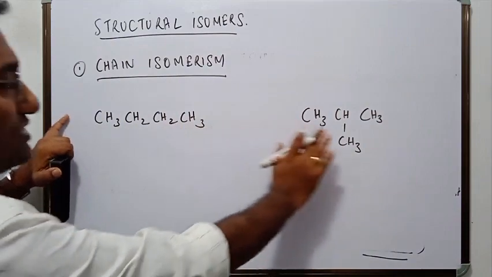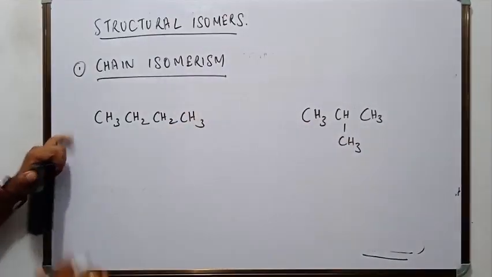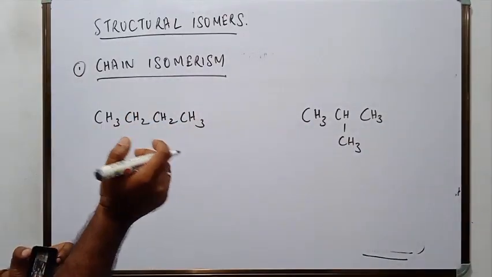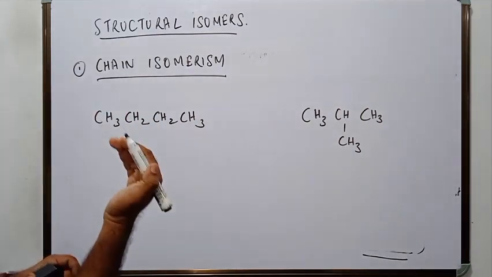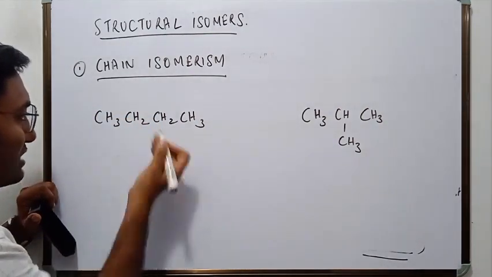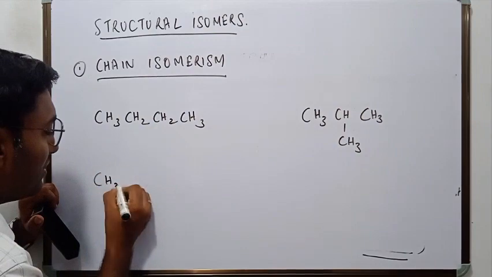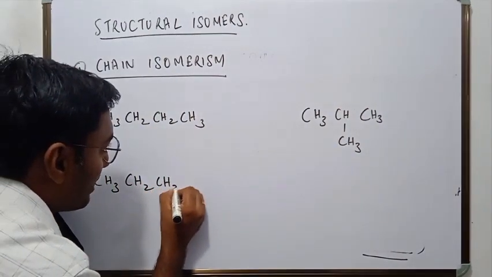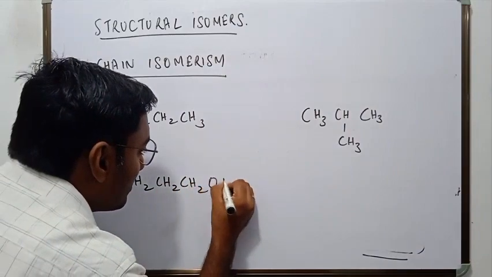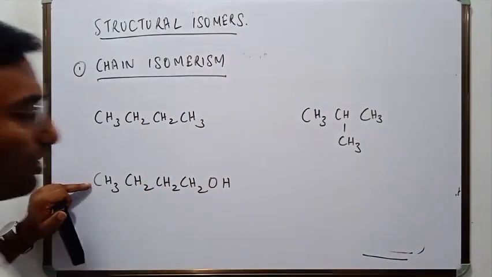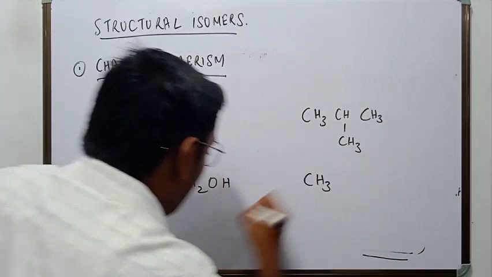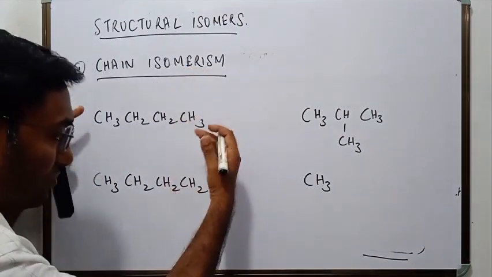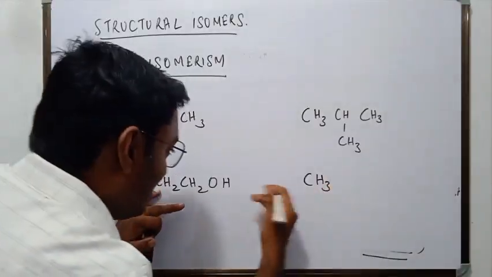Now we have shown it using alkanes. We can extend it to any class of compounds. So let me extend it to alcohols. Let me bring examples of alcohol. Let us discuss this one. This is n-butyl alcohol. I am extending chain isomers to another class of compounds here in the second example.